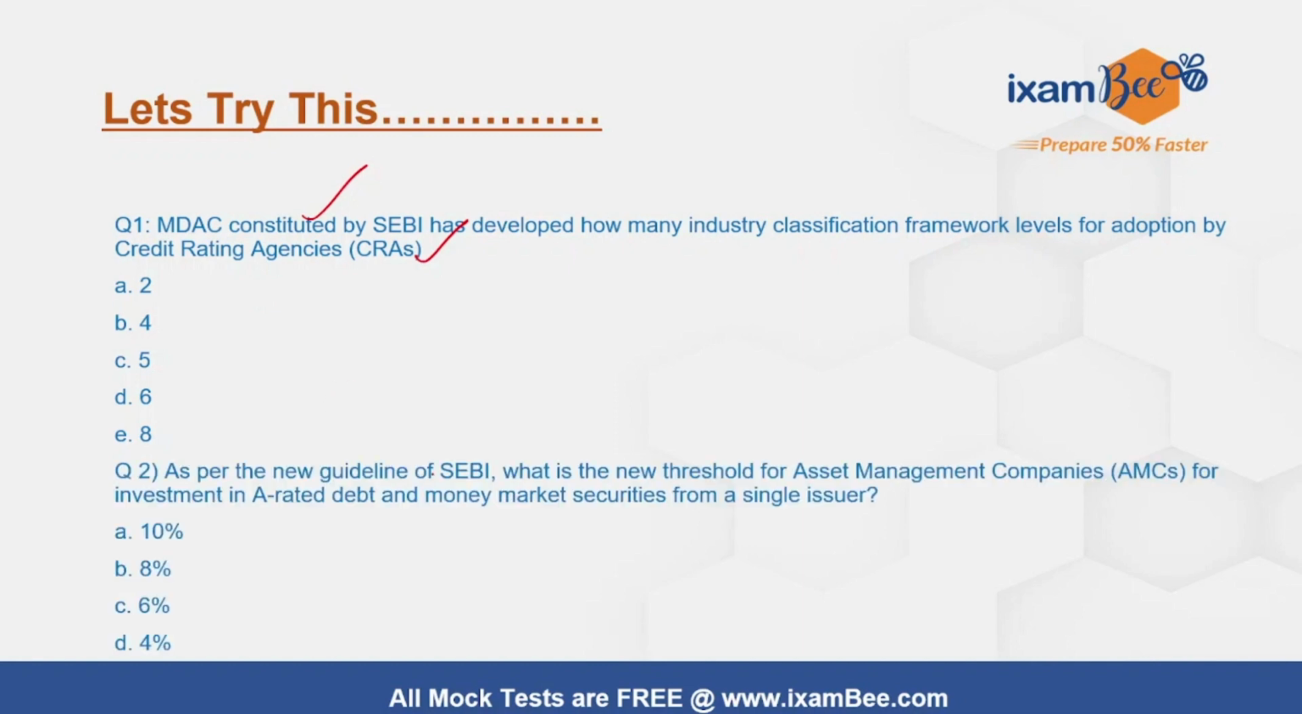And second, as per the new guidelines of SEBI, what is the new threshold for asset management companies for investment in below A rated debt and money market securities from a single issuer? The respective options are given below. You can tell us in the comment box.